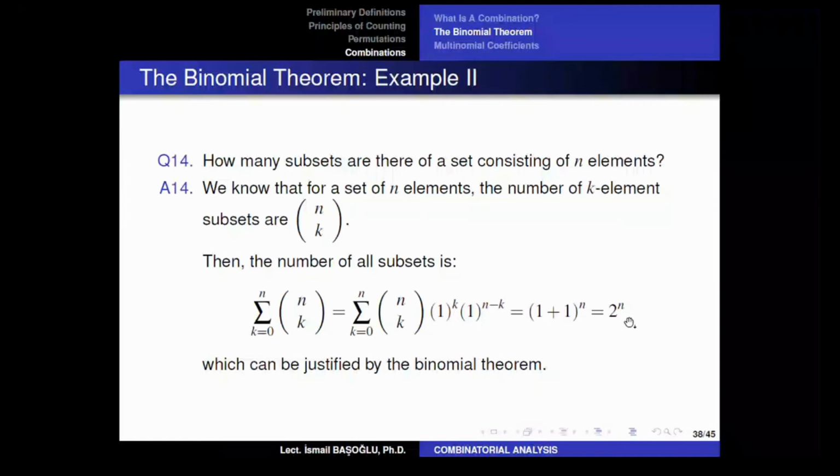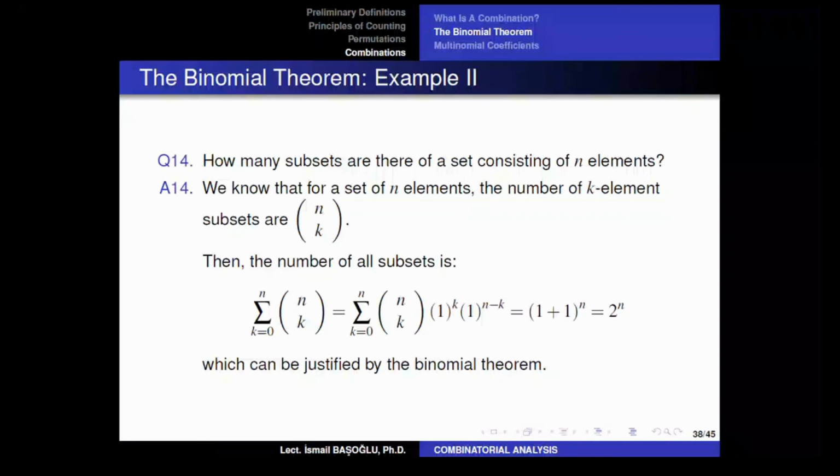So we are basically using the binomial theorem to prove that there are 2 to the power n subsets in an n element set. You can also find this number again using the idea that we have used in the coin flip question. So remember, we were flipping a coin n times consecutively. Each time we have 2 possible results, right?